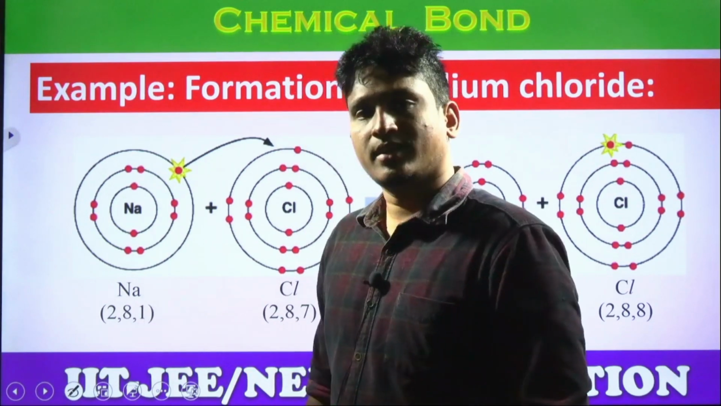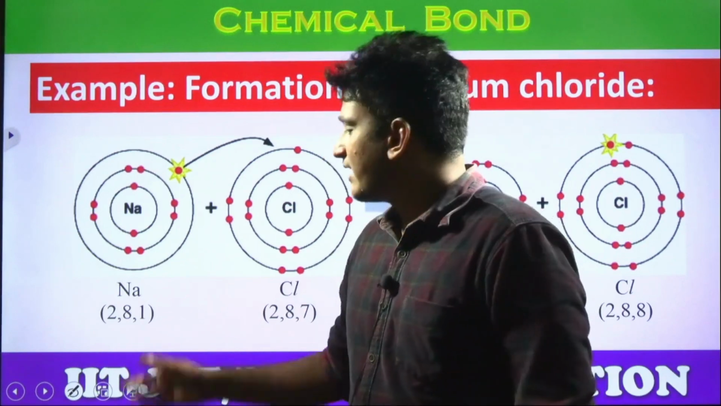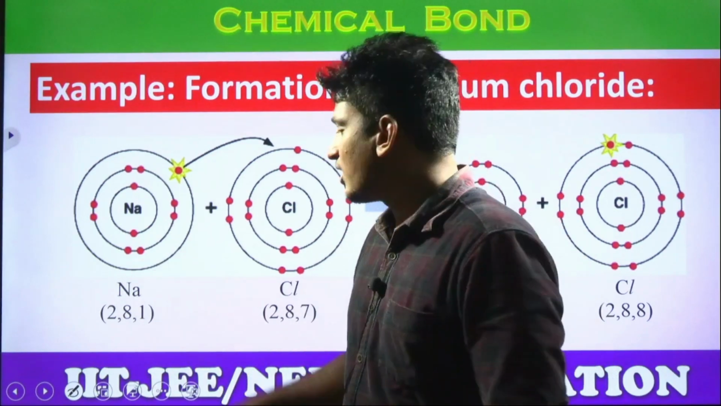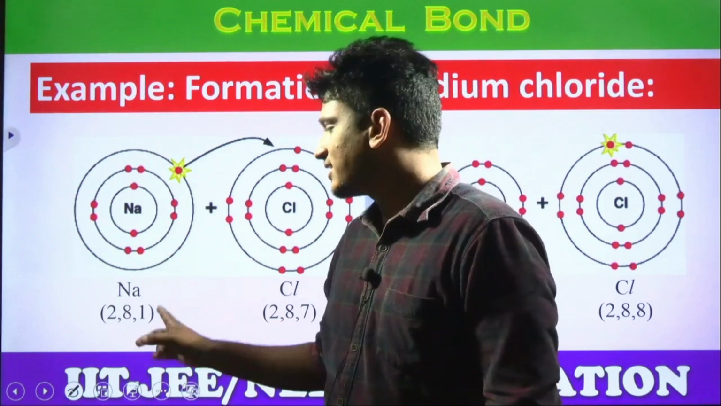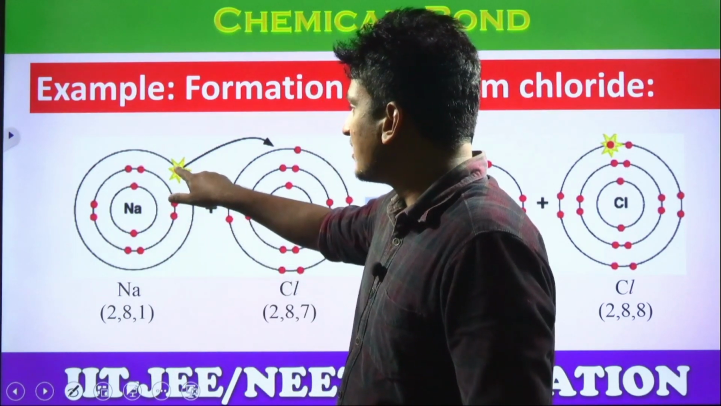Only one electron, right? Now what is the condition? What is the criterion for sodium? It needs to gain 7 electrons or it can lose 1 electron. Which is the best? Losing 1. So it loses, you can see this electron was lost.